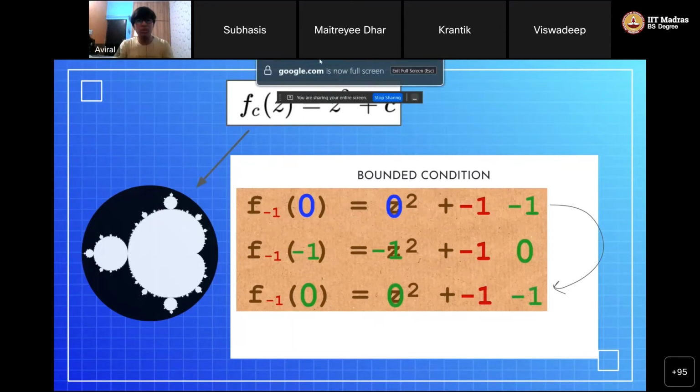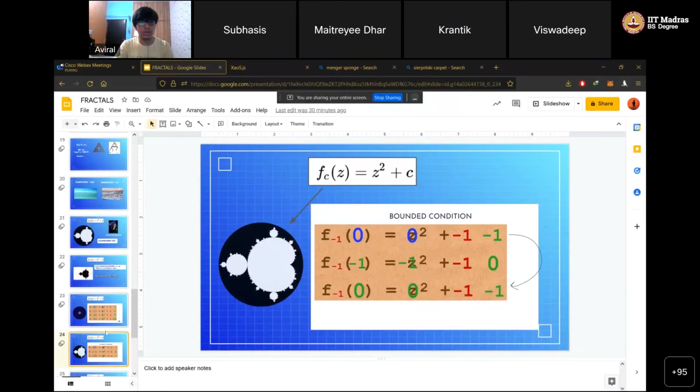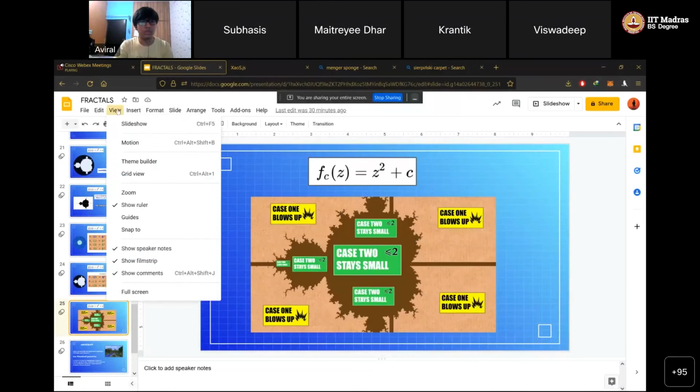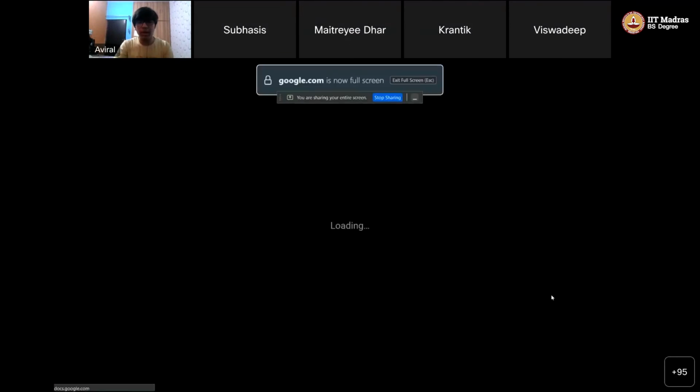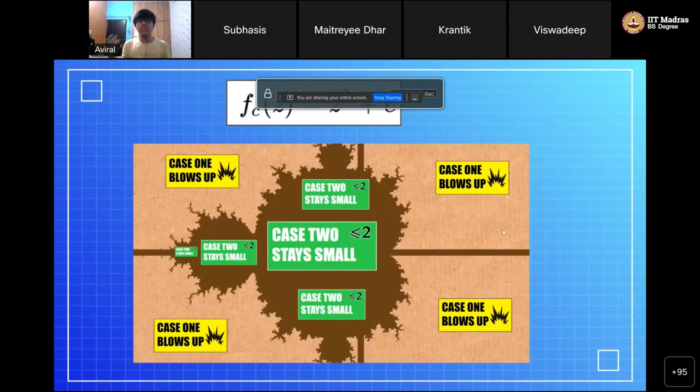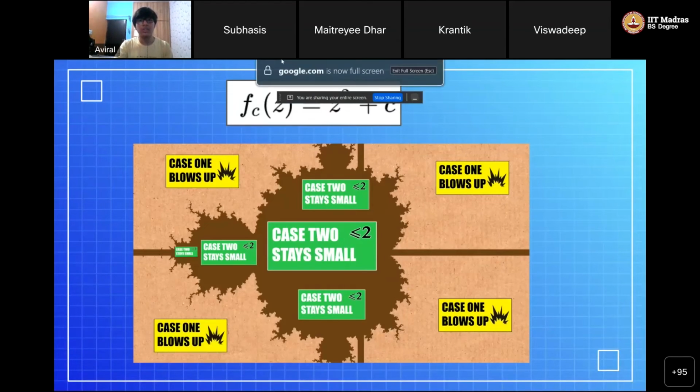Now I'm going to show you this first. If I want to make a simulation of the Mandelbrot set, what I will do is: if the c value goes to infinity, it's coming out of the set, and if it's less than or equal to 2, it's inside the set. If I put this statement inside the computer, I will generate this type of graph, and this is known as the Mandelbrot set.